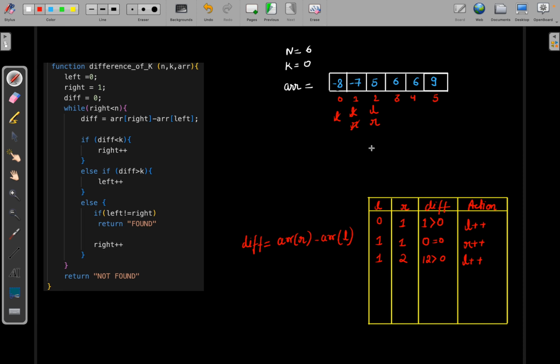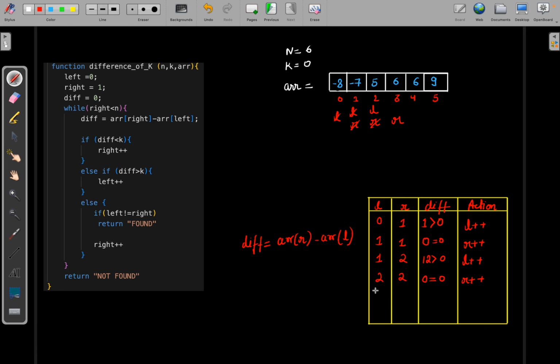Now again L is pointing to 2, R is pointing to 2. I will come, is right less than n? Yes, it is still less than n. Find the difference. So 5 minus 5 will be 0. So 0 equals 0. Is difference less than k? No. Is difference greater than k? No. So difference is equal to k. But are both pointers at different positions? No, both are at the same position. So I will do right plus plus. See, L and R both are equal. So my right will again move here.